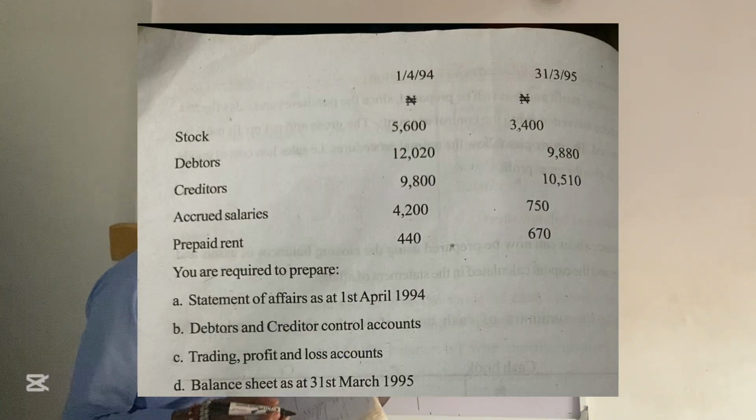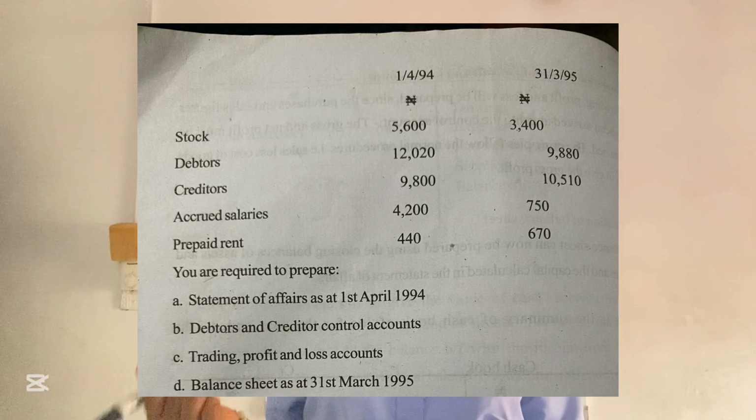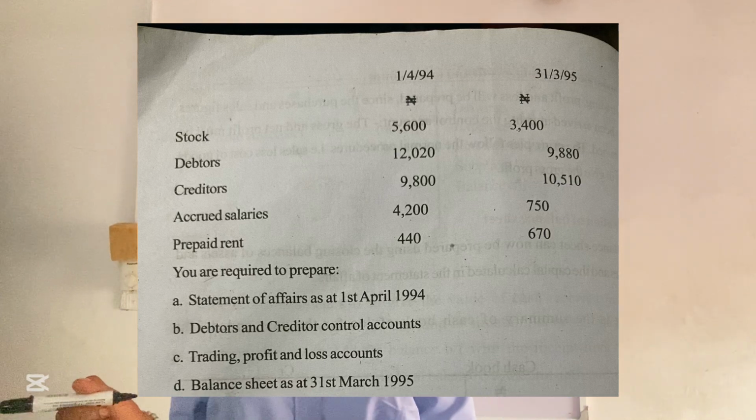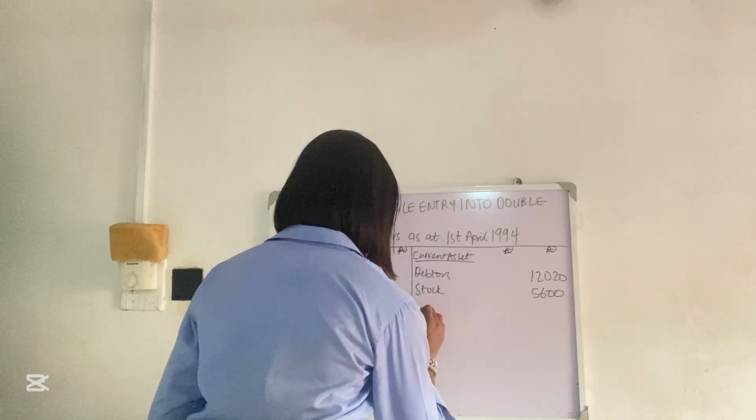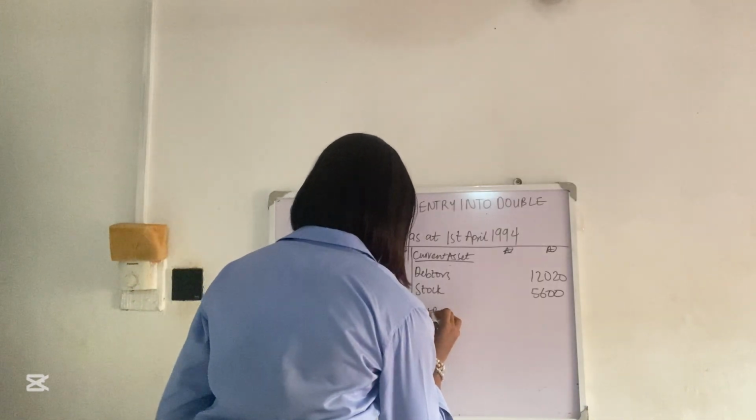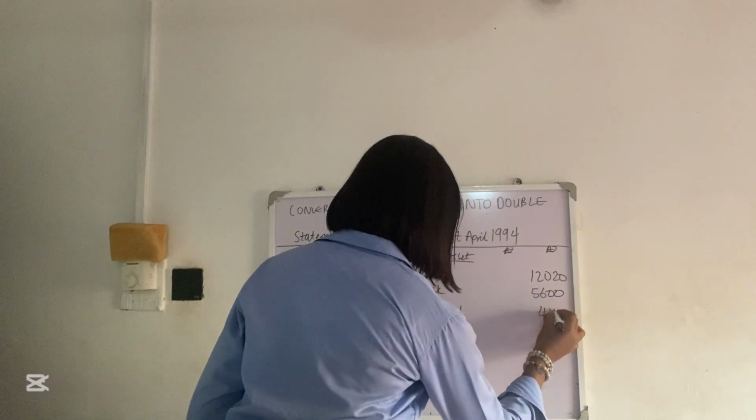What else? Creditors is a liability. Accrued salary is a liability. So prepaid rent 440. You can say rent prepaid 440.